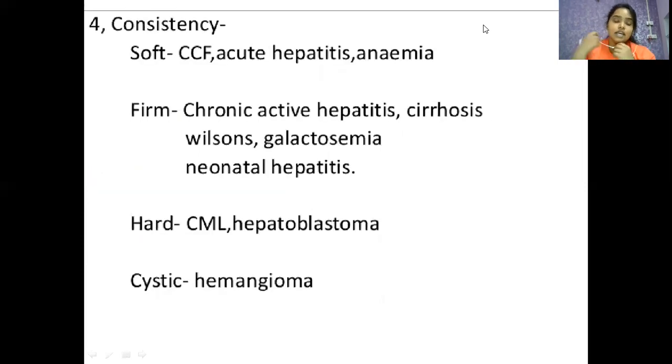Now consistency. Soft consistency is found in CCF, congestive cardiac failure, acute hepatitis, and anemia. Firm consistency is found in chronic active hepatitis, cirrhosis, Wilson's disease, galactosemia, and neonatal hepatitis. Hard consistency is found in CML and hepatoblastoma, and cystic consistency is found in hemangioma.